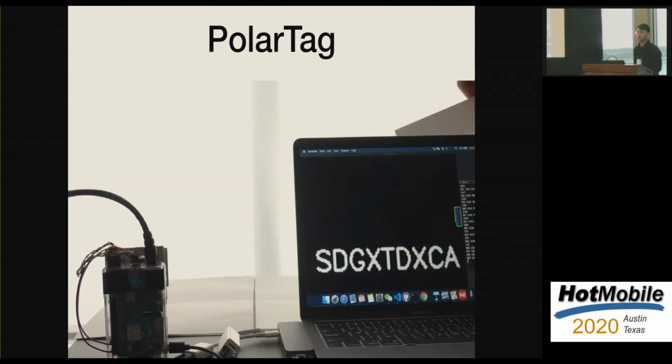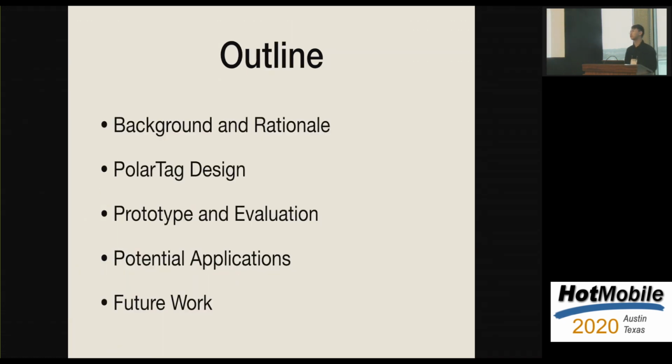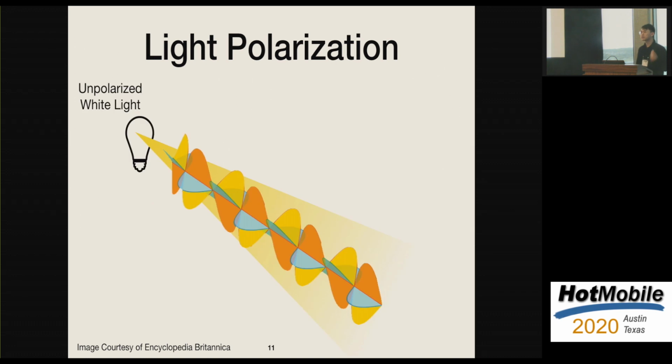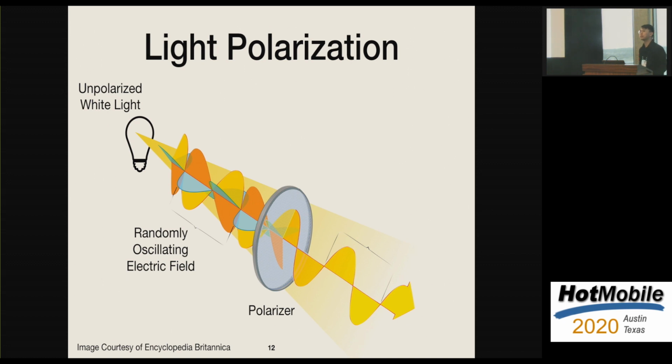I'm going to present how we use light polarization and color to encode data. Let me first give you some background and our design rationale. Light is an electromagnetic wave which consists of oscillating electric and magnetic fields. Polarization is the oscillating direction of the electric field as the light propagates. Direct sunlight and artificial light are usually unpolarized, so they have randomly oscillating electric fields, which means they contain all polarization directions. After passing through a linear polarizer, they only contain one polarization direction, but still all wavelengths, so we have polarized white light.